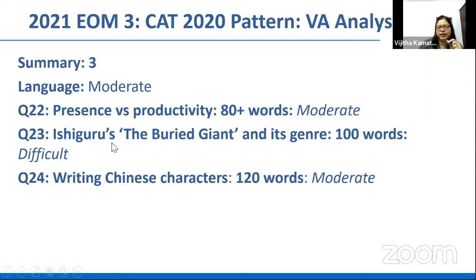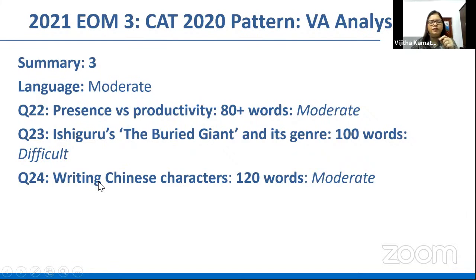Likewise, Ishiguro's The Buried Giant and its genre, what genre it belongs to, the paragraph is not very difficult to read, but what makes it a little challenging is this clash between two options, because if you miss the detail that this paragraph talks about how it was challenging to classify this, not that it cannot be classified. So instead of taking an extreme stance, what the paragraph is saying is that classifying it is a challenge, right? But that doesn't mean that it cannot be classified. So if you understand that detail, you'll probably get this right. Slightly confusing options.